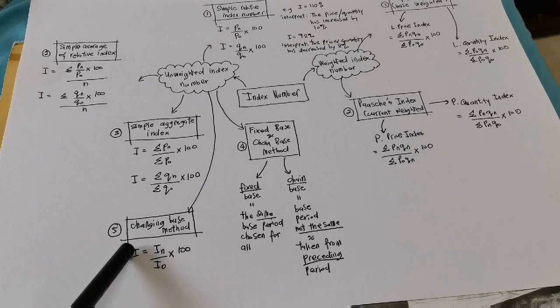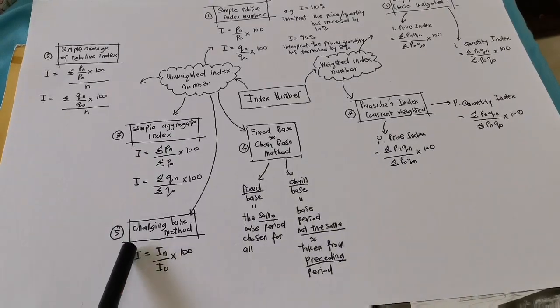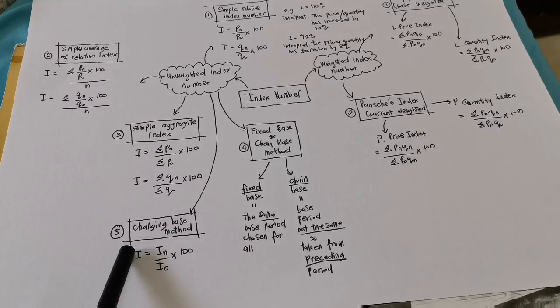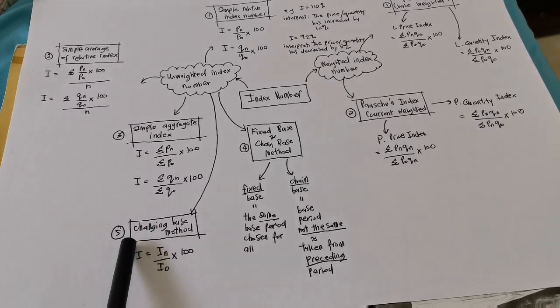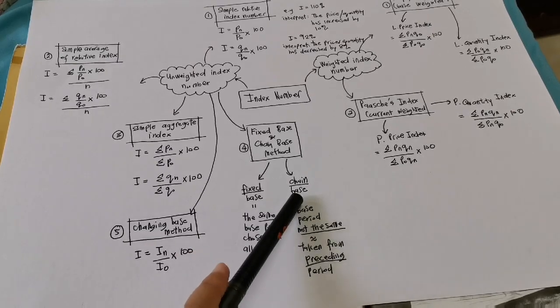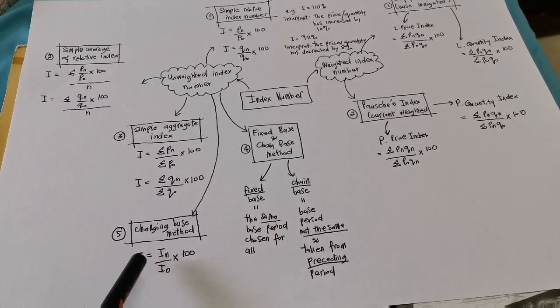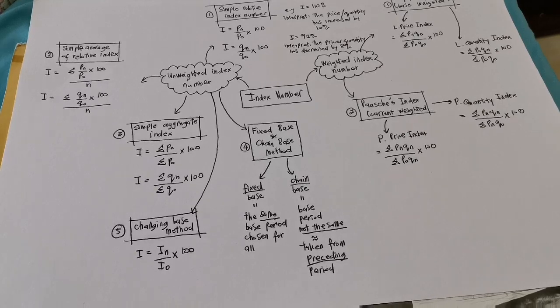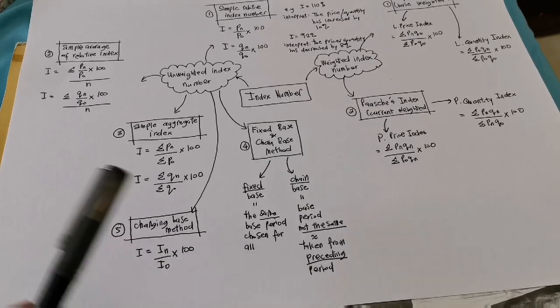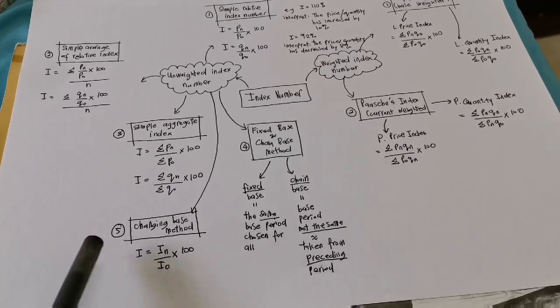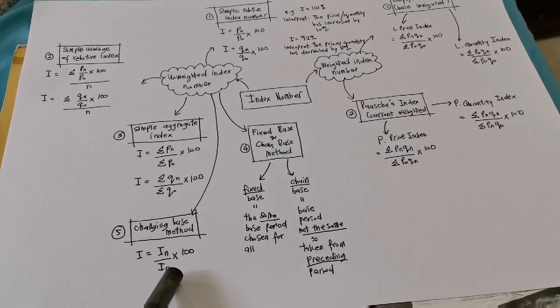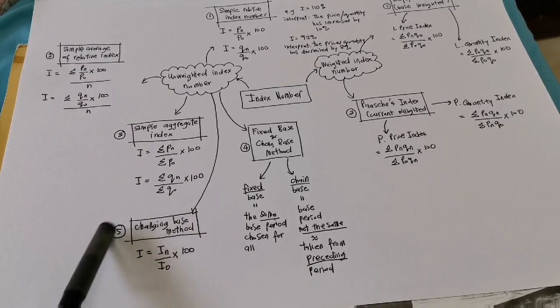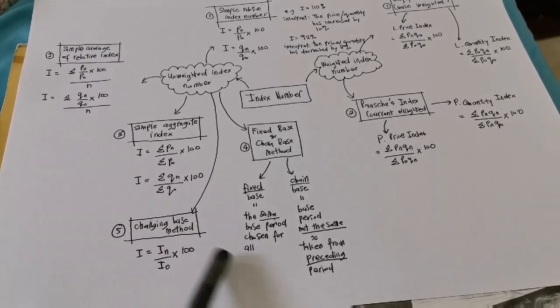The last part of this unweighted index number is the changing base method. Change is not the same as chain. Chain is link, this one is change. Let's say you already have your index number, but you want to change it to use something else as your base period. You can change your index number by taking the index number of current divided by the index number of base, times 100. We'll be seeing the example of the changing base method in the module after this.